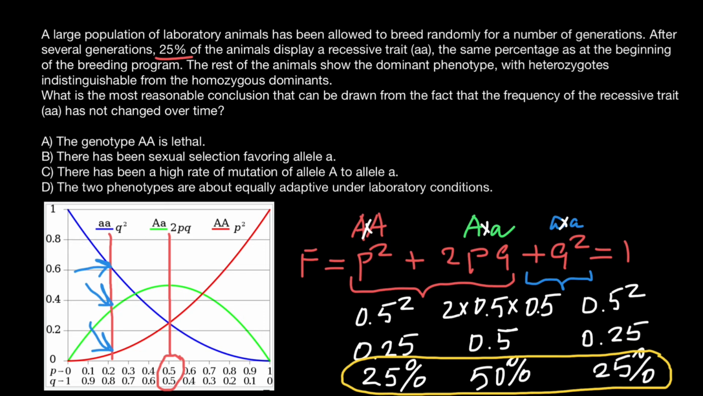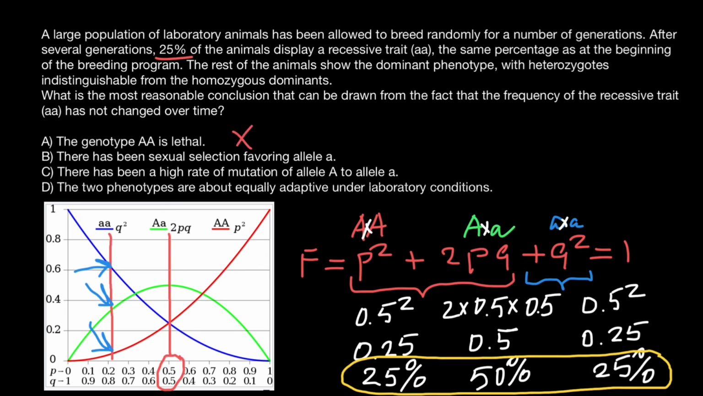Let's check our variants of the answers. Statement A: that means that the homozygous dominant genotype is lethal. In this case, we are going to have a change in the frequency of the alleles and the genotypes from one generation to another. The frequency of the dominant allele would be reduced and the frequency of the recessive allele would increase, and that means the frequency of the homozygous recessive genotype would also increase. But we see that it doesn't change, so this is a wrong statement.